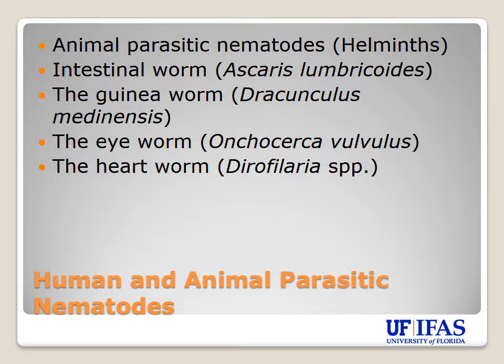Here are some examples of different nematodes that are human and animal parasites. Some of the animal parasitic nematodes are also called helminths. There are intestinal worms, the guinea worm, the eye worm, heartworm. Many of these are major problems in third world nations, not so much in the United States. But if any of you have ever gotten a puppy or a kitten and you have to take it to the veterinarian to get it dewormed, whether it has roundworms, flatworms, whatever it might be, many of these are actually nematodes.